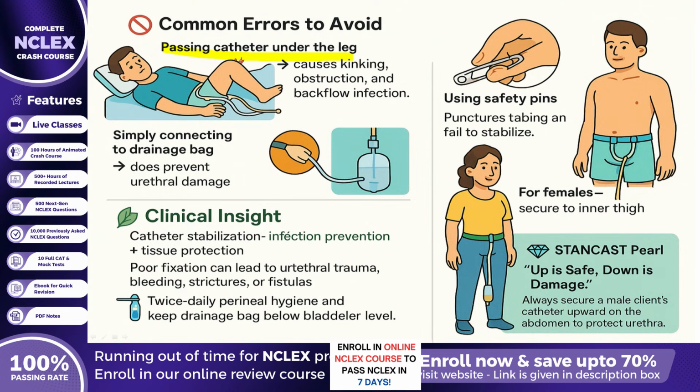Shifting focus now to why the other options are incorrect, passing the catheter under the client's leg, as mentioned in option 2, is unsafe because it can cause kinking and obstruction of urine flow. The leg's weight continuously presses on the tubing, risking mucosal trauma, bladder distension, and backflow-related infection.